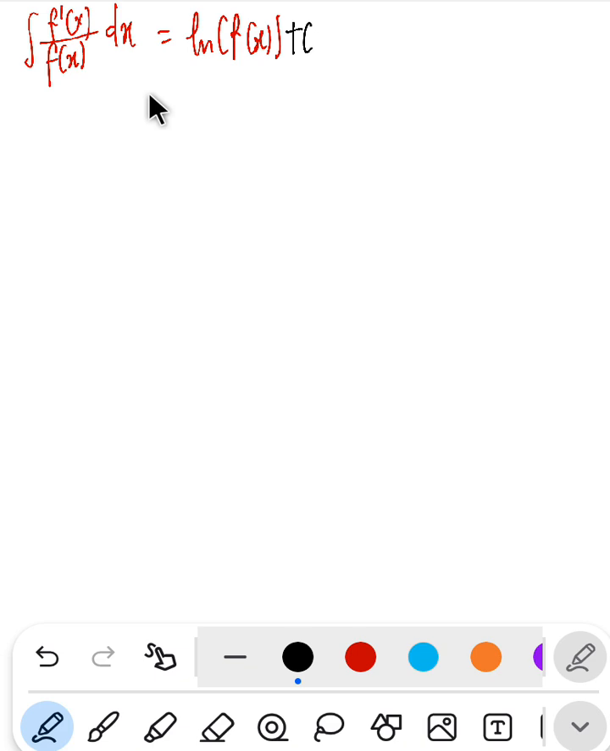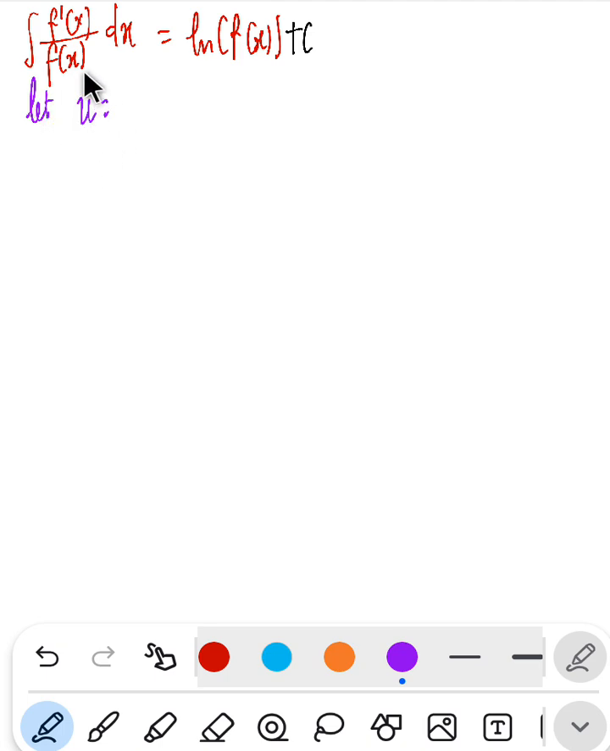Before we do examples on this concept, I would like to derive this particular expression. So how do we derive this? Here's the first thing we're going to do. We're going to make use of substitution. Let me be using u for the substitution, so I can say let u be equal to f of x in the denominator.